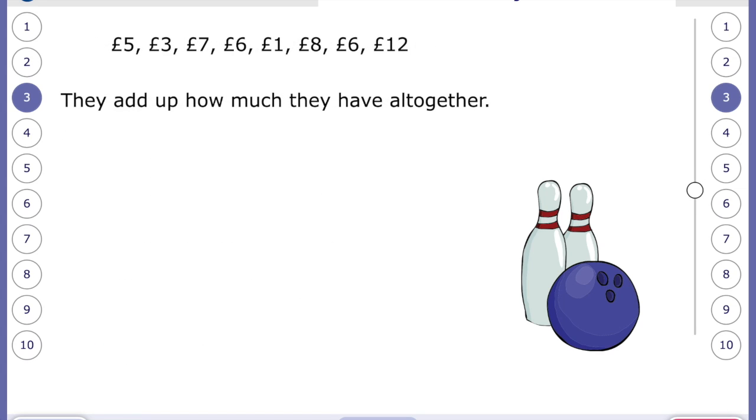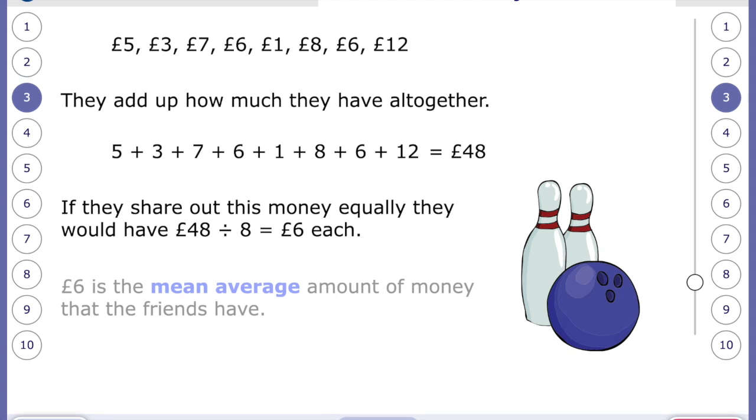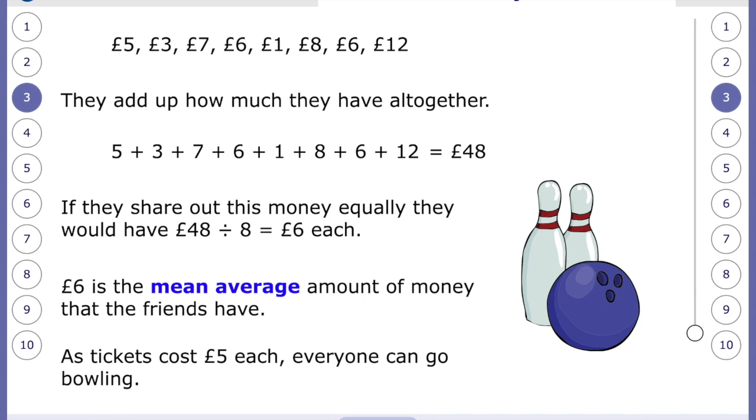So, they add up how much money they have altogether, which comes to £48. And because there are 8 of them, they divide it by 8, and that gets £6 each. So on average, or the mean average, they have £6 each. So as tickets cost £5 each, everyone can now go bowling.